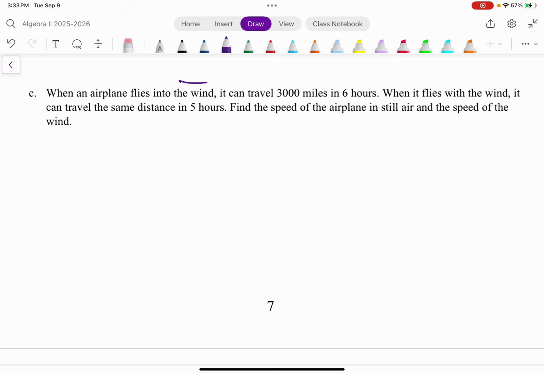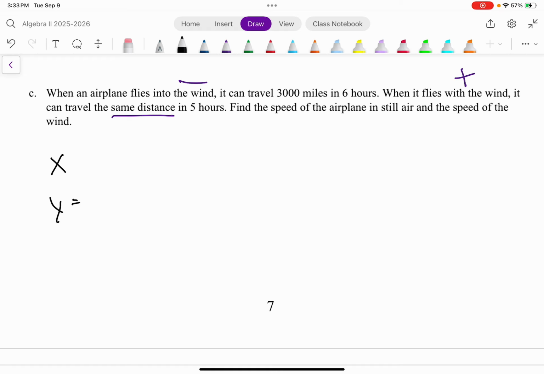When it flies with the wind, so this means the wind is coming behind and it's pushing the plane forward. So it's going faster. It's going to add to our speed. It can travel the same distance, so same distance, in 5 hours. Find the speed of the plane in still air and the speed of the wind.